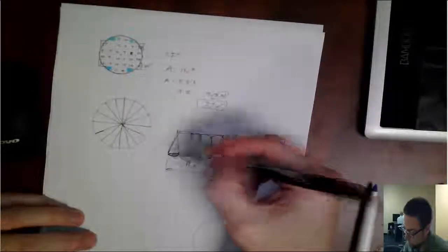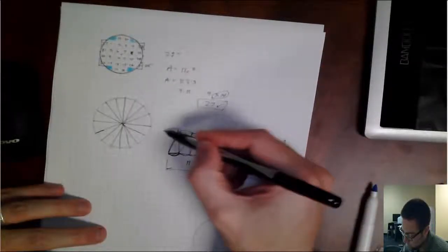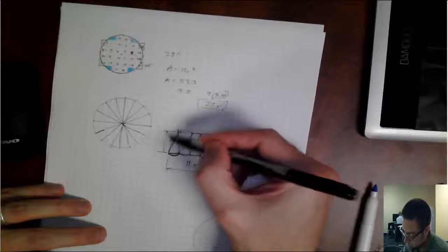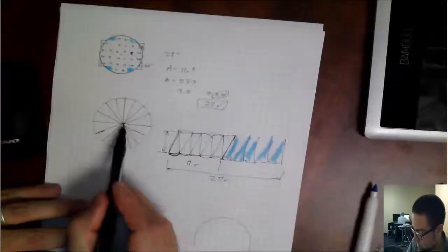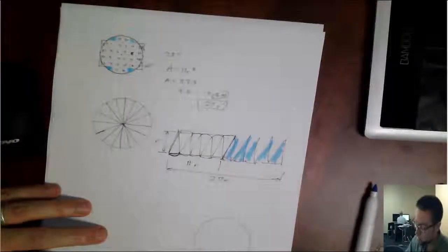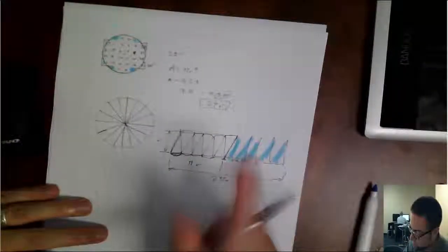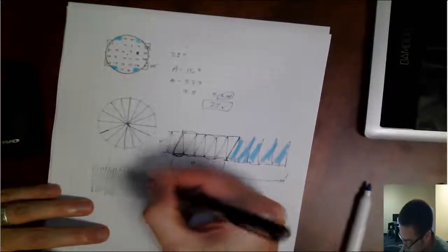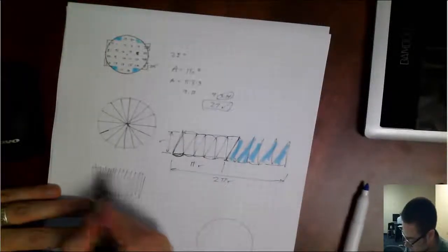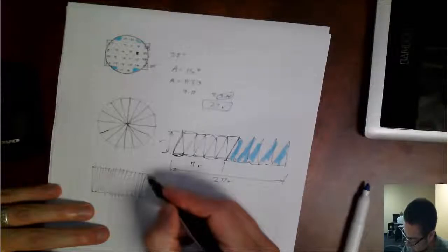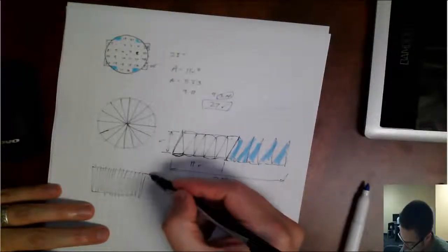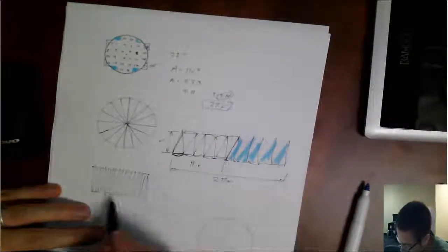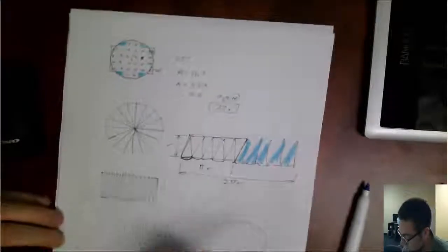And the height of the parallelogram would be the distance from the center of the circle out. And we have a name for that. It's called the radius. So we call it r. So if I split it up into more and more pieces, the closer I would get to a rectangle that would have a height of the radius of 4 and a length of pi times r.